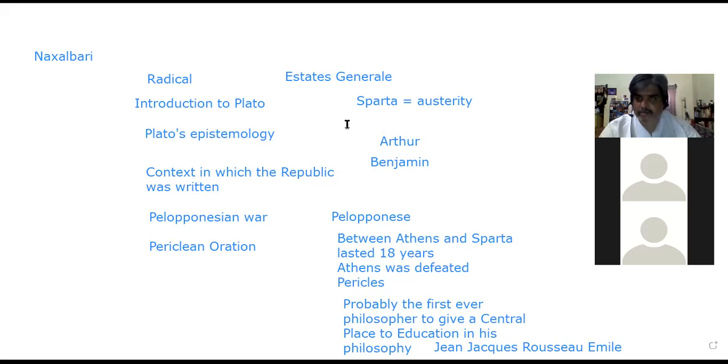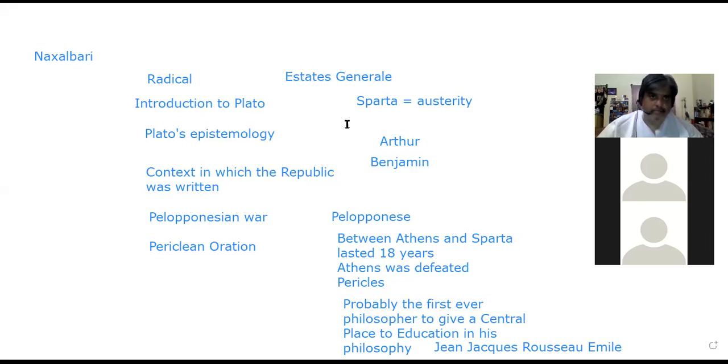A radical is somebody who is very different from the established system, somebody who is asking for a change which is rather large, a complete paradigm shift. When you ask for that kind of a change, then you basically call them radical. And it is in that sense that Plato is radical.